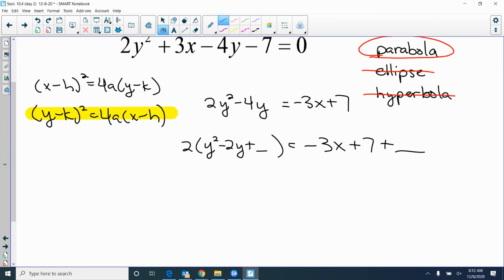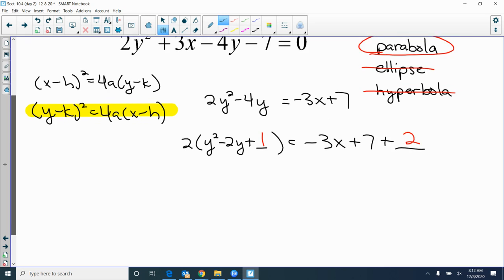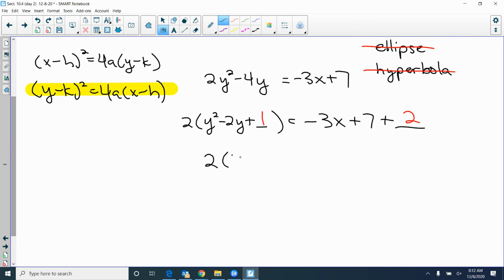All right, half of negative 2 is negative 1. Square that, you're going to get 1. Don't forget it's multiplied by that 2. So you got to add 2 over here on the other side. So now I'm going to get 2 times y minus 1 quantity squared equals negative 3x plus 9.